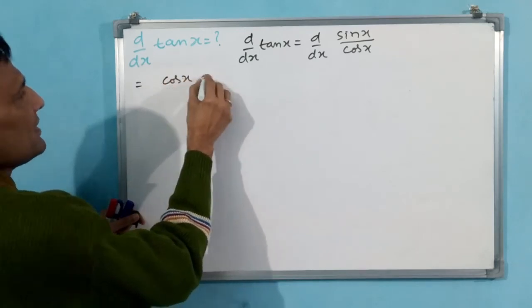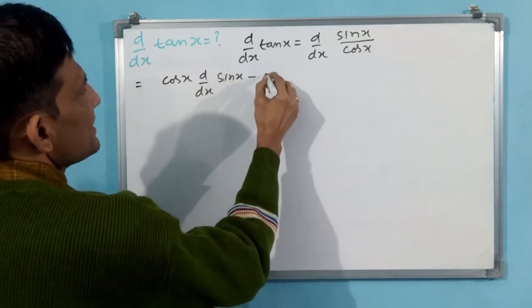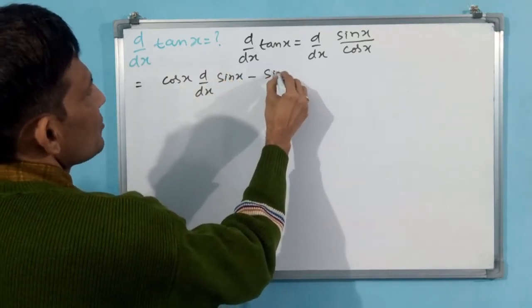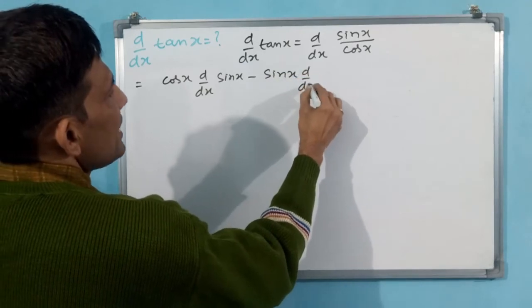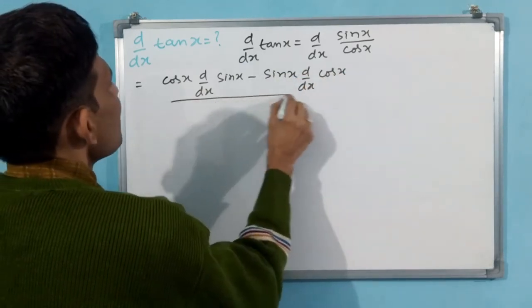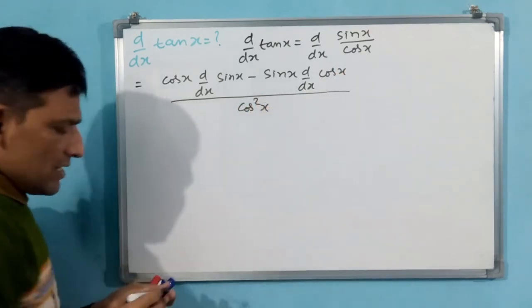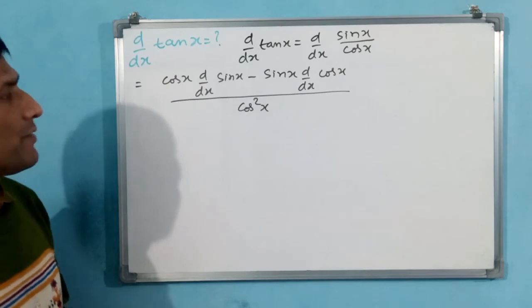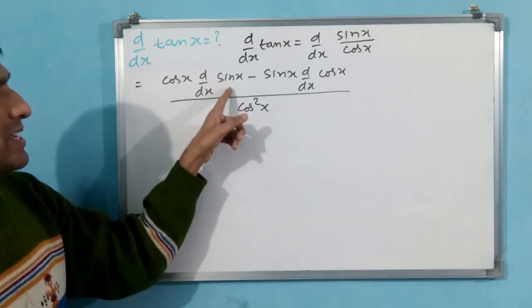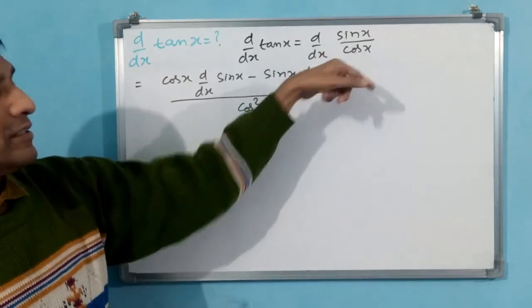v cos x d by dx sin x minus sin x d by dx cos x, whole divided by v square, cos square x. Okay. See, that formula I have not written again: v du by dx minus u dv by dx, by v square. Okay.